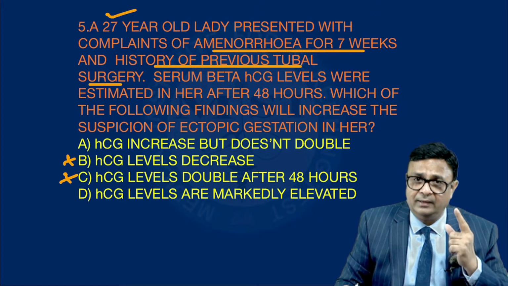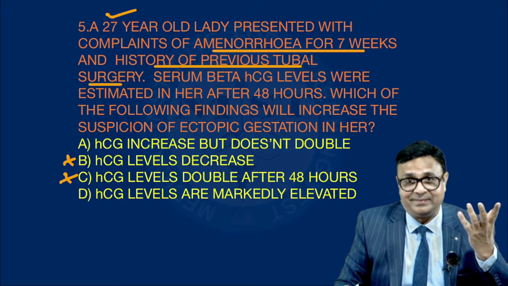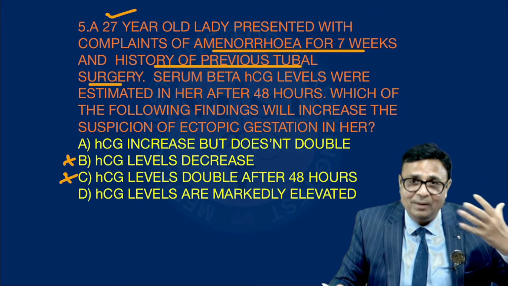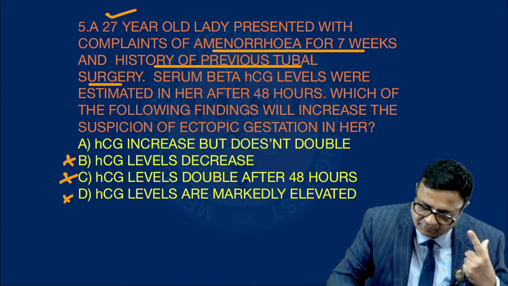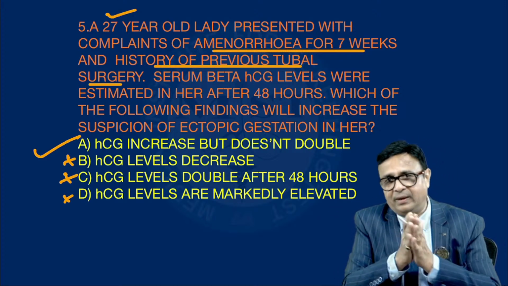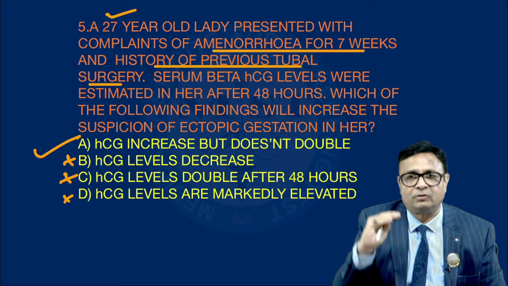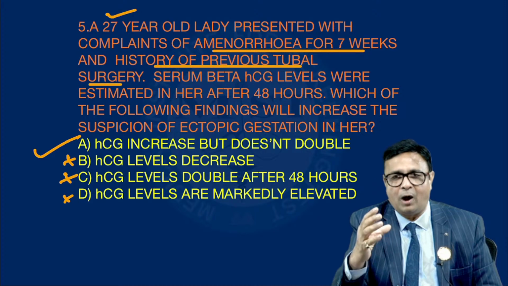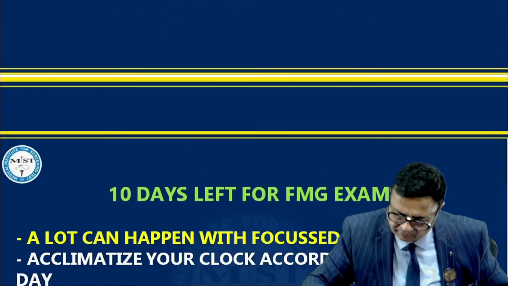If HCG levels are markedly elevated, beta, this could be a molar pregnancy, a hydatidiform mole, because hydatidiform mole is abnormal proliferation and degeneration of chorionic tissue. So this is not hydatidiform mole. The question is clear-cut about what will be the suspicion of ectopic gestation in her. So ectopic is when HCG is increasing but not doubling. I repeat, before moving to the next question, the important chocolate question: how much is the doubling time of HCG? 48 hours. Fine.